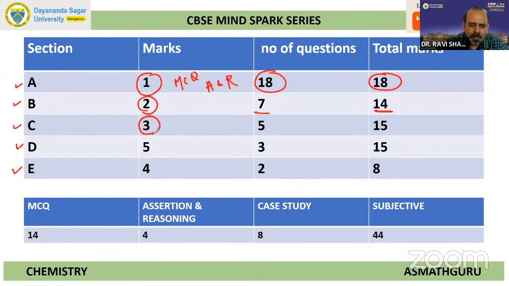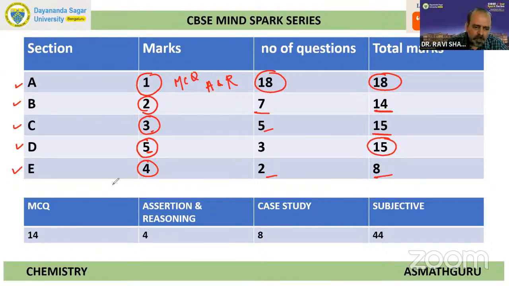Section C, 3 marks will be there. How many questions? 5, 15. Then you will be having a long answer type or case-based questions. So how many marks? 5 marks, 3 questions, 15 will be there. And last section, you'll be having 4 marks, 2 questions will be there. How many? 8 marks.